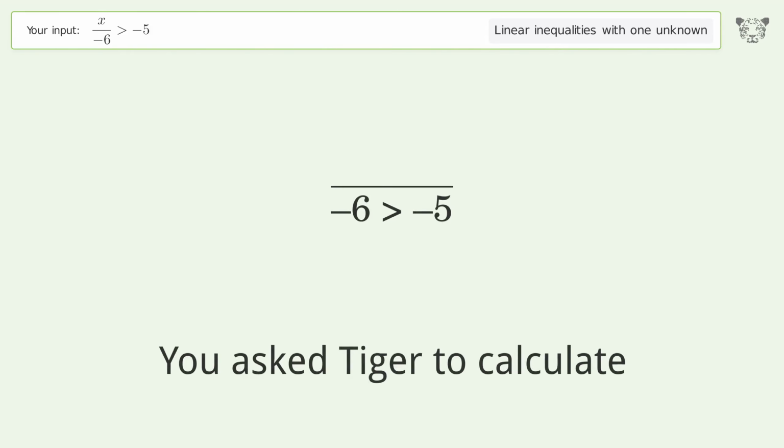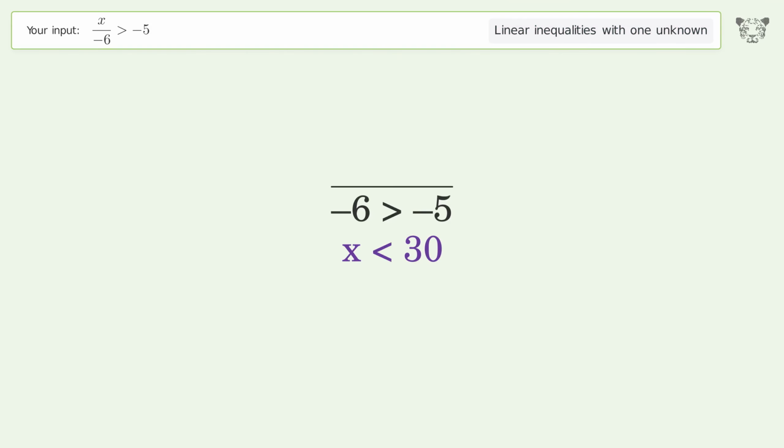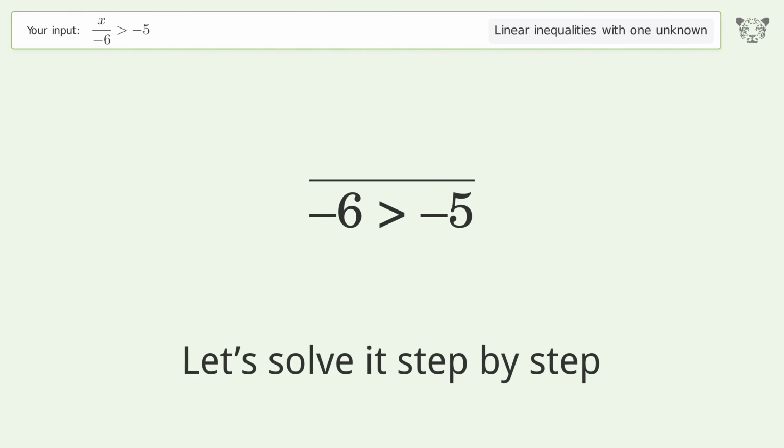You ask Tiger to calculate. This deals with linear inequalities with one unknown. The final result is x smaller than 30. Let's solve it step by step.